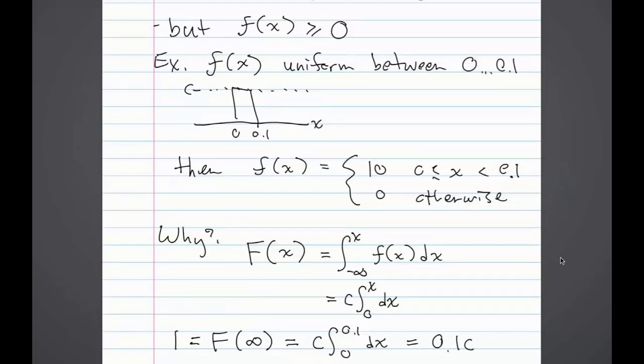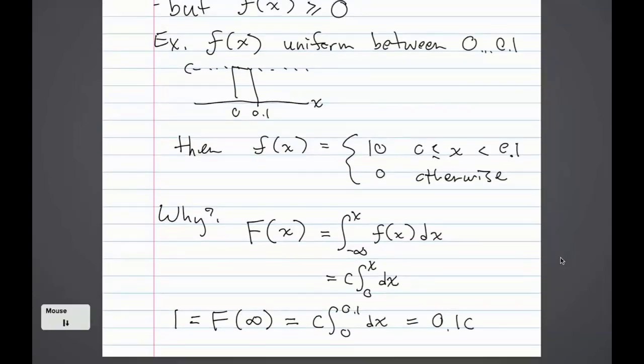So here's one example where little f of x can be bigger than 1. Let's say little f of x is uniform between 0 and 0.1. So that means if you try to sample from this random variable x, you'll always get a value between 0 and 0.1, and the probability of any particular value is equal to all the others. Now I'm going to claim that little f of x has to equal 10 if x is between 0 and 0.1 and 0 otherwise. Now why is this?